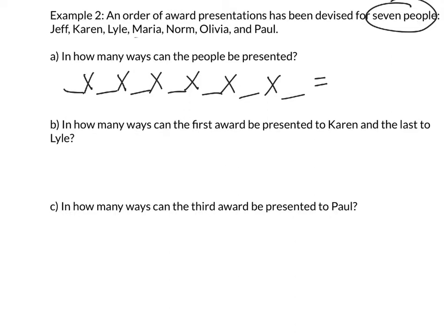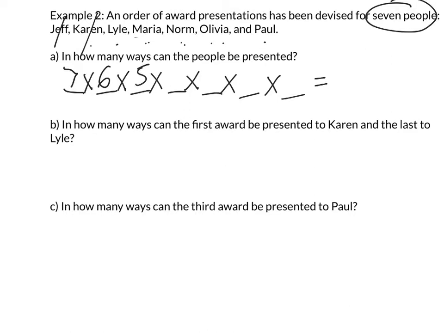So going left to right, there are 7 total people that could potentially take the first spot in line for this award presentation. One of those 7 will end up going with the first spot, and then you're down to 6 people. So if it helps, let's think of an example. Let's say you have 7 people, and I'm going to pretend Jeff goes in the first spot. Then we're down to 6 people: Karen, Lyle, Maria, Norm, Olivia, and Paul. So I'm going to say Karen is the one that gets the second spot. Then you're down to Lyle, Maria, Norm, Olivia, and Paul.